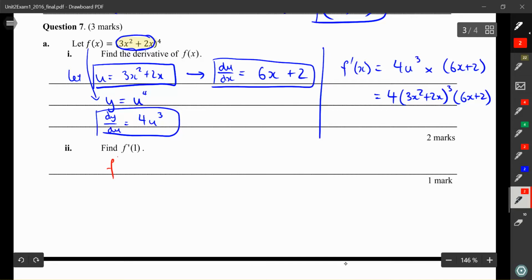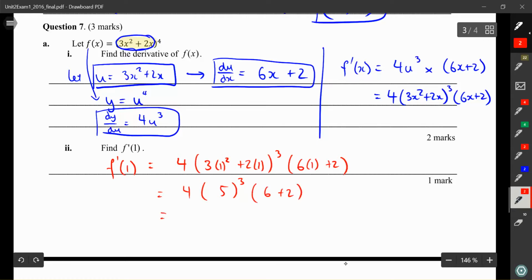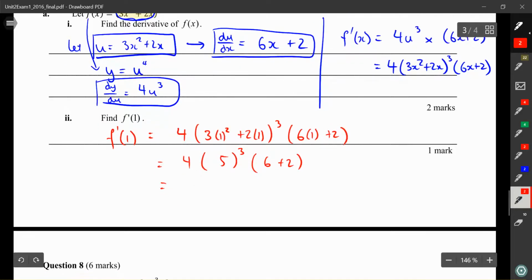So now I've got the derivative. Then I just want to sub 1 into the derivative. So here we go. We've got 4 times (3 times 1 squared plus 2 times 1) all cubed, times (6 times 1 plus 2). Okay, you've got 4, 3 plus 2 is 5, cubed, times 6 plus 2. That's not cool. These are pretty large numbers right here. Well, if we break it apart, it's 4 times 5 times 5 times 5 times 8, since 6 plus 2 is 8.